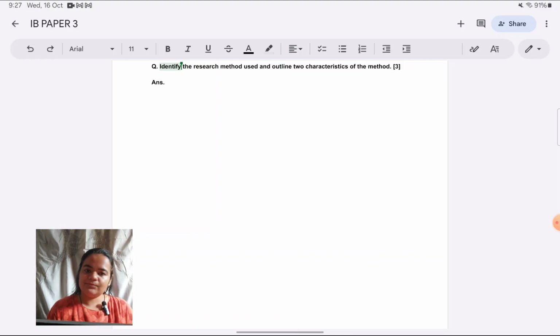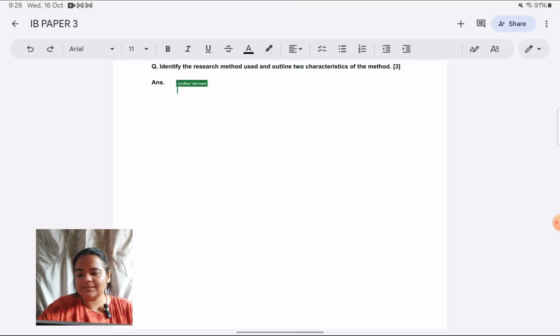Then you have to give two characteristics. As such, the IB is not very strict on having to link the characteristics to the situation given. Nevertheless, it is good practice to not only state the characteristics but also show where those characteristics are found in the given scenario. So I suggest that you do contextualize the features which you are stating. I'll give an example of how we can do this.